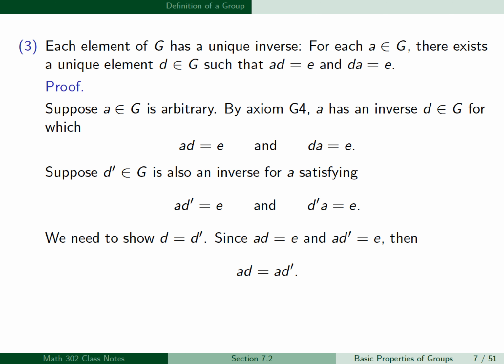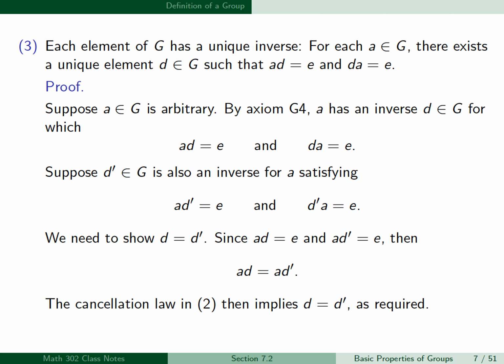Now, since AD is equal to E and AD prime is equal to E, then we know that AD is equal to AD prime. The cancellation law in 2 then implies that we can cancel A on the left and we'll obtain D is equal to D prime as required. And so therefore the inverse of A is unique.